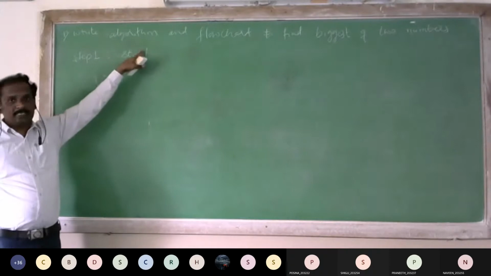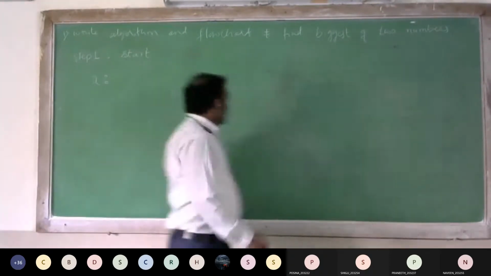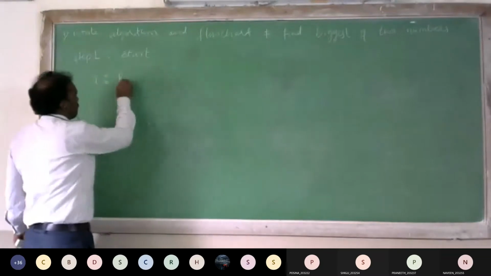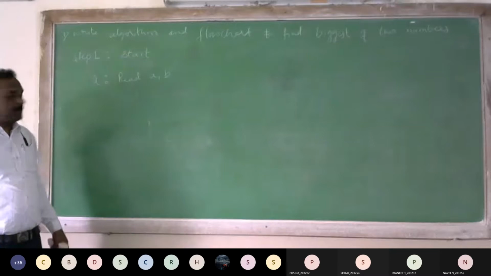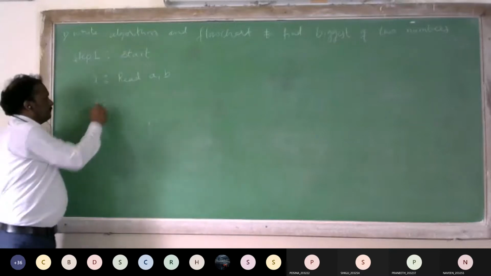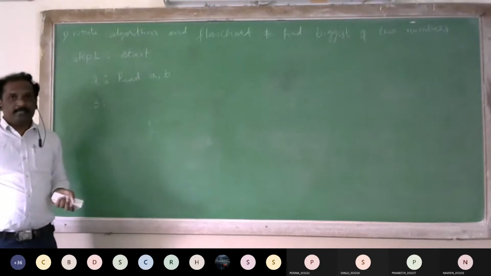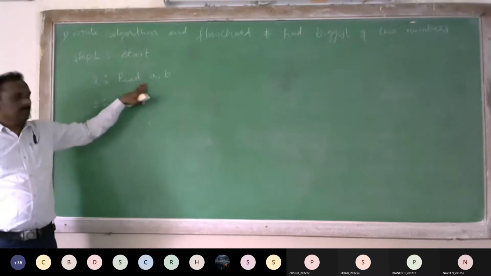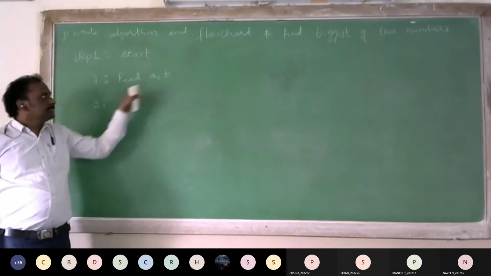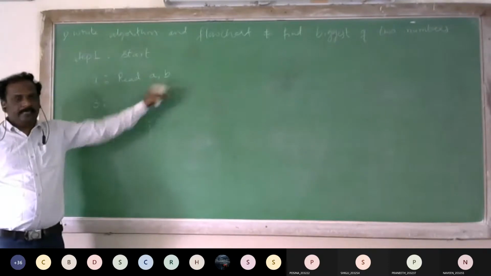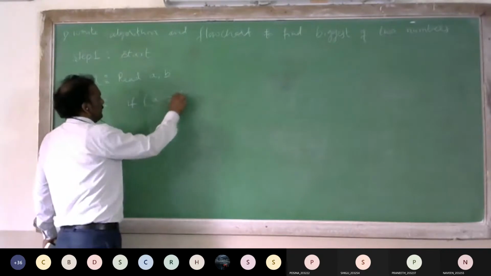Here this is a small problem, we can understand. How many inputs are required? Only 2 inputs are required. So read A comma B. Third step. Now the question is asking us to find the biggest of two numbers. So first we require two numbers. Without two numbers, we cannot find the biggest of two numbers. So first we need to get the two numbers. Read A comma B. Now we need to check if A is greater than B.